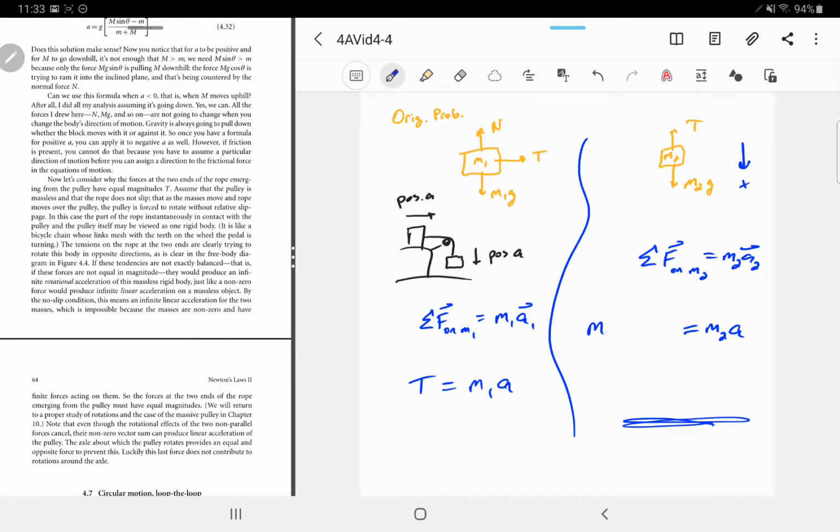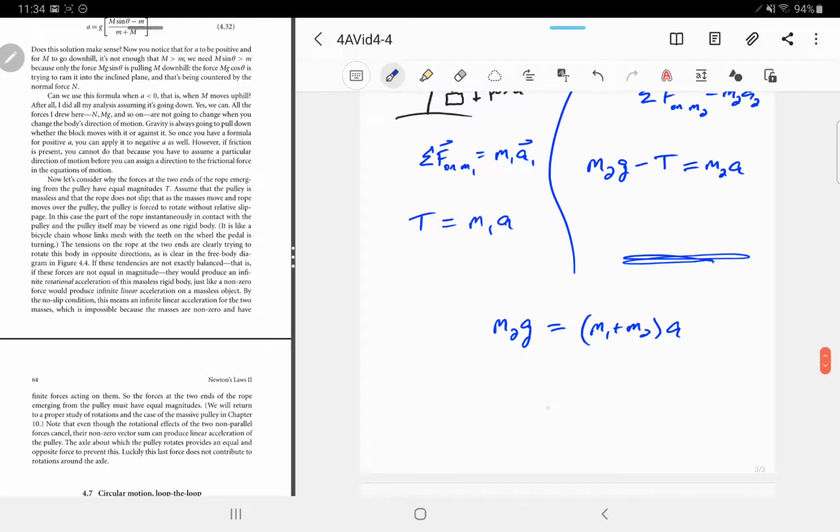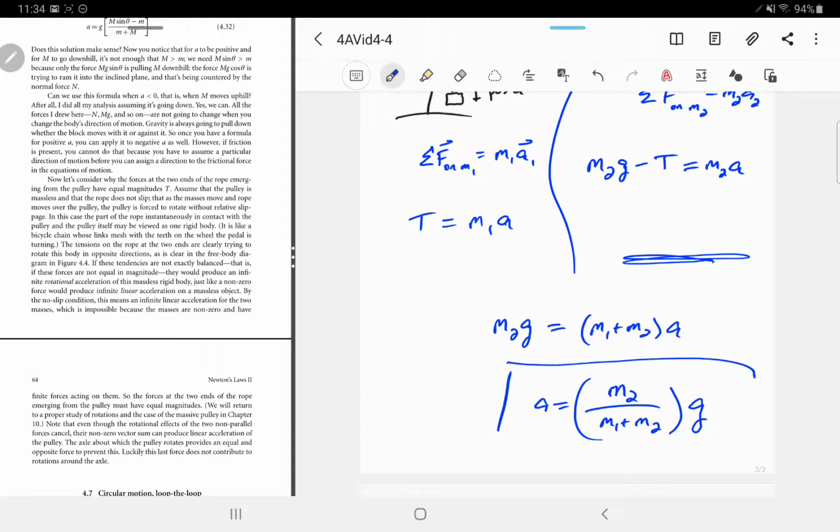Okay, so I have to write this in the order M2G minus T. We're saying the right-hand side is positive, so I have to write it in this order. M2G is definitely bigger than capital T. So then we solve by elimination. We add the left-hand sides together, where the T's cancel out, so we get M2G. And then the right-hand sides, when we add them together, it's M1 plus M2 times A. So the acceleration of the system is M2 over M1 plus M2 times G. Right, and that's our answer.